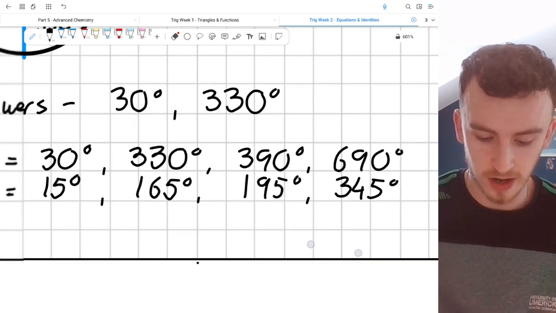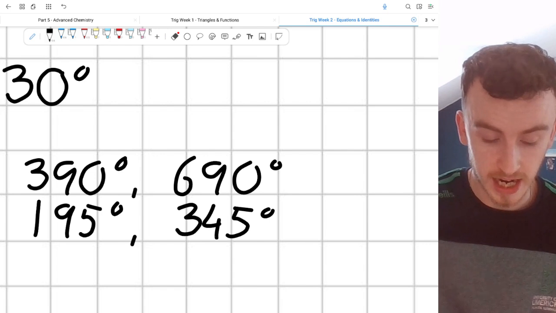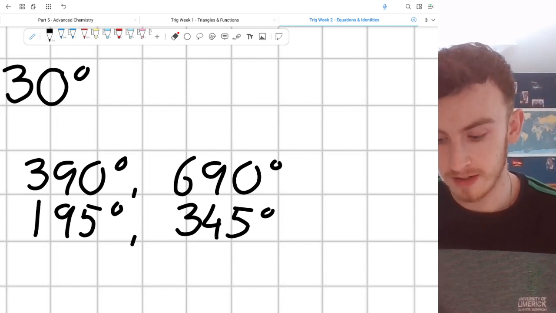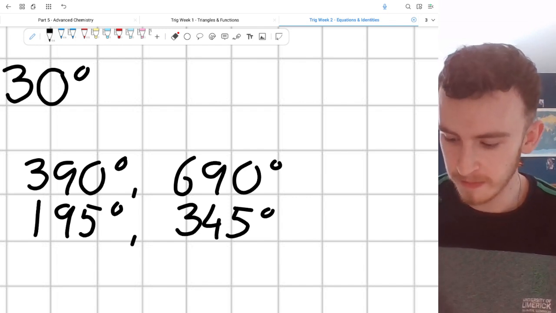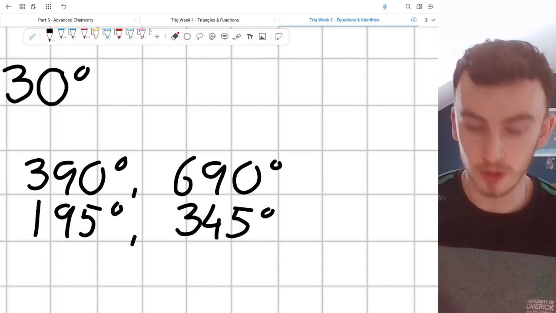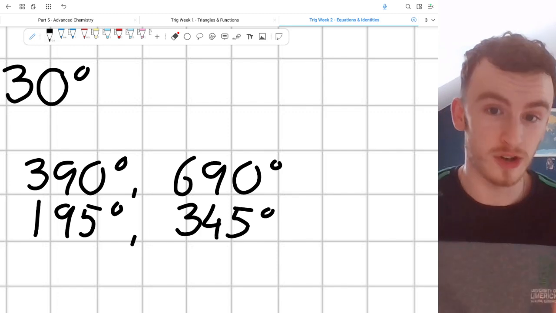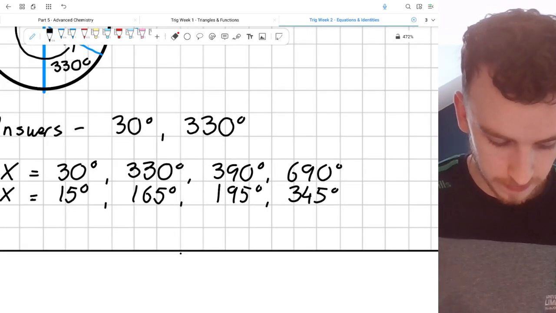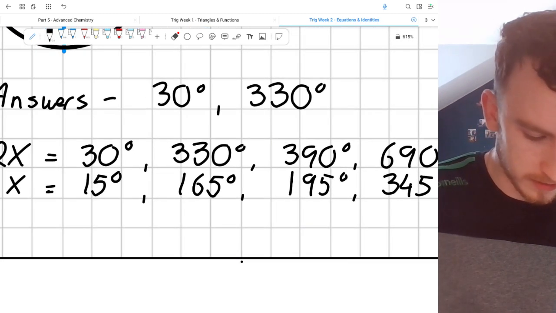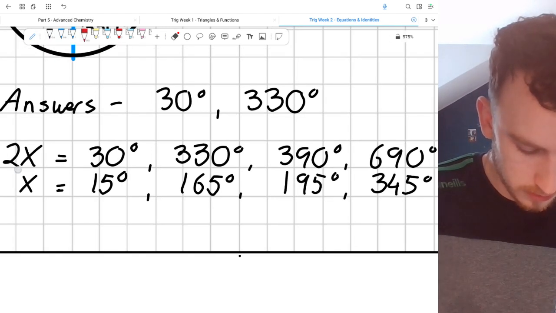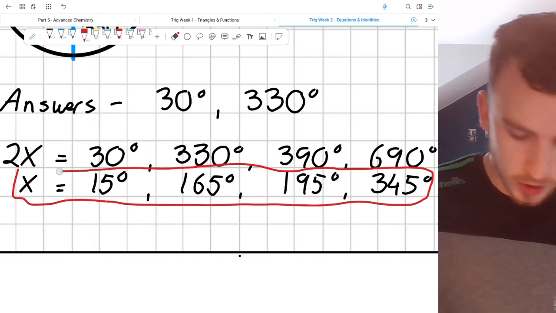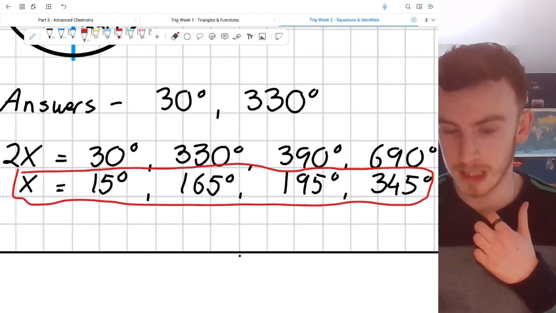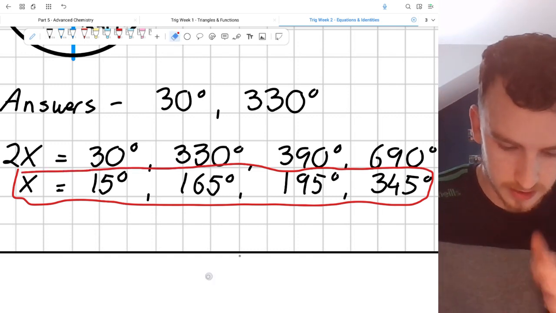If I add on another 360 to 390, that would be 750. But if I divide that by 2, I'm at 375, so now I'm out of the range. So my answers for x are those 4 answers there. Those are all possible values for x.